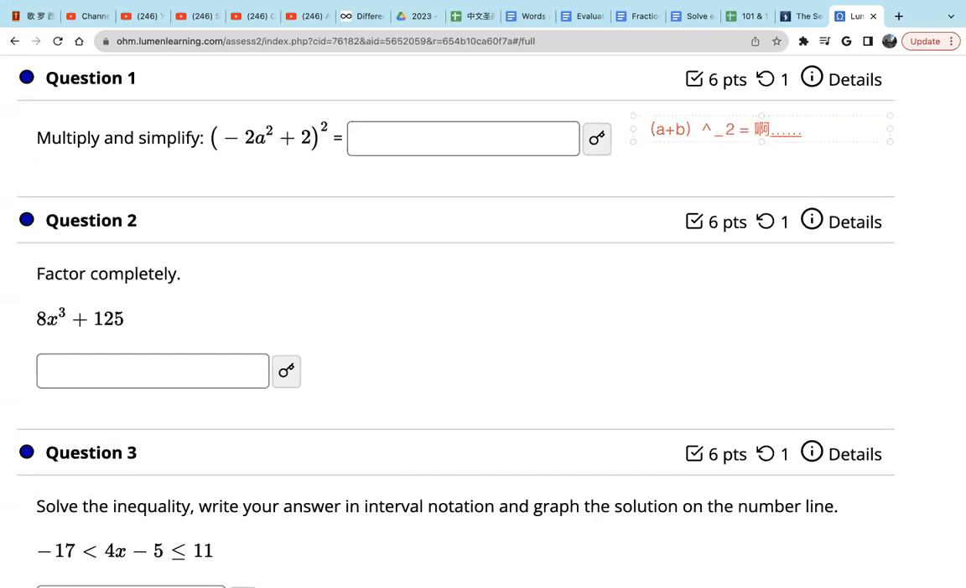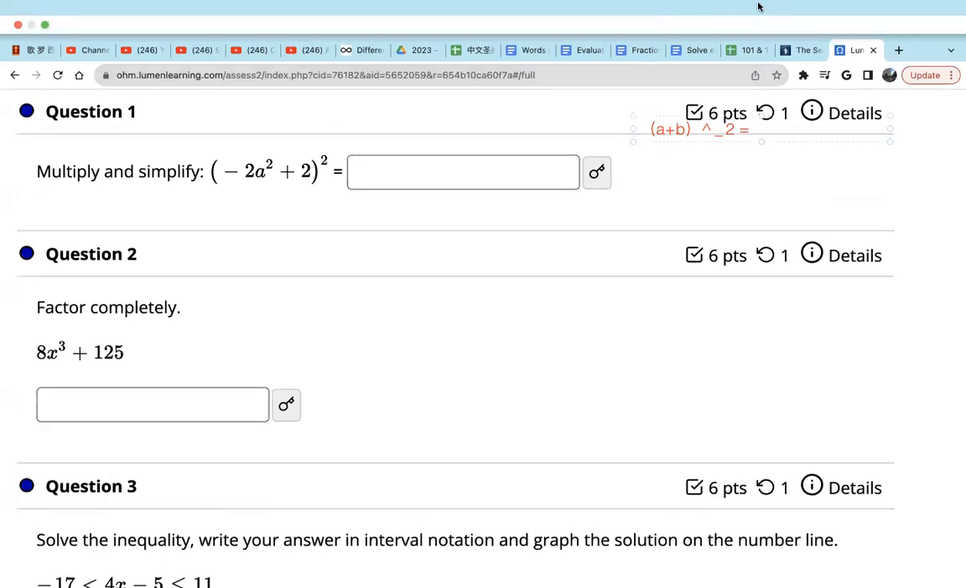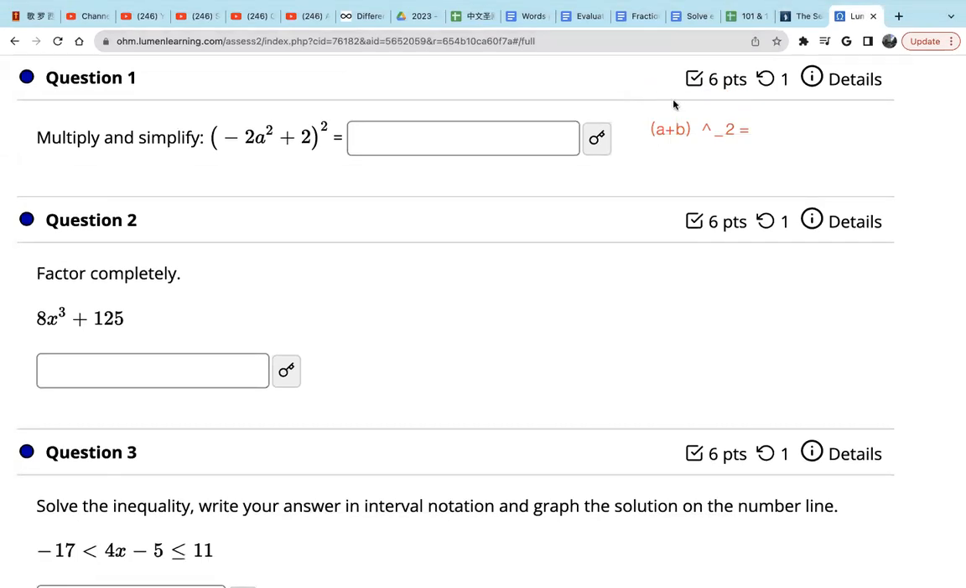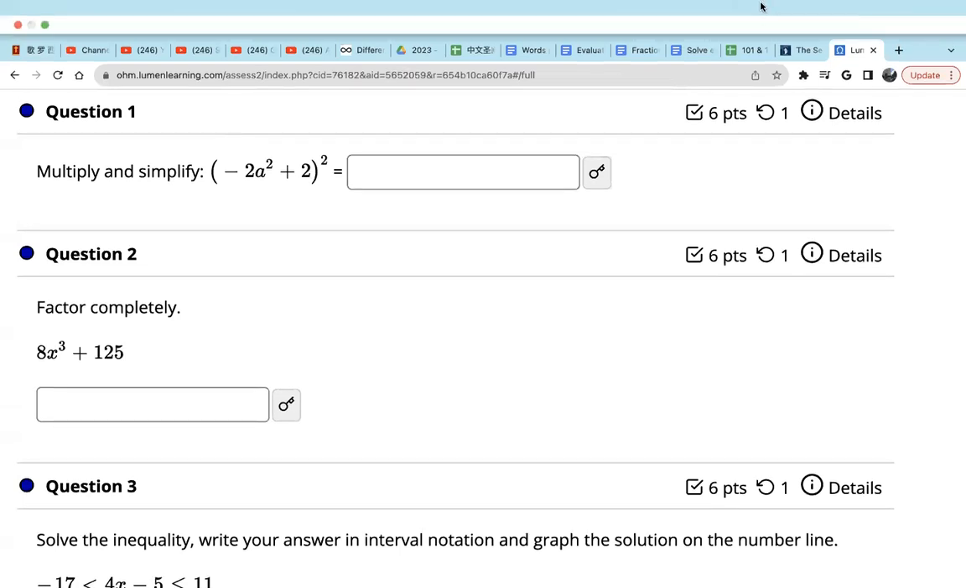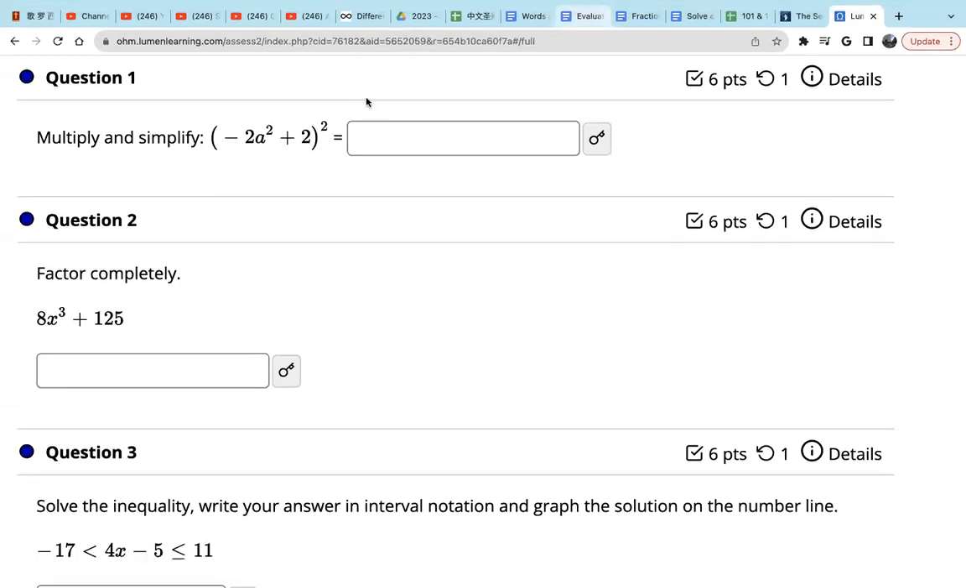Square the first one. Change my language. Oh, can I do that? Sorry, I have to read this to change my language. My language is in Chinese now. Okay, now it's in English.